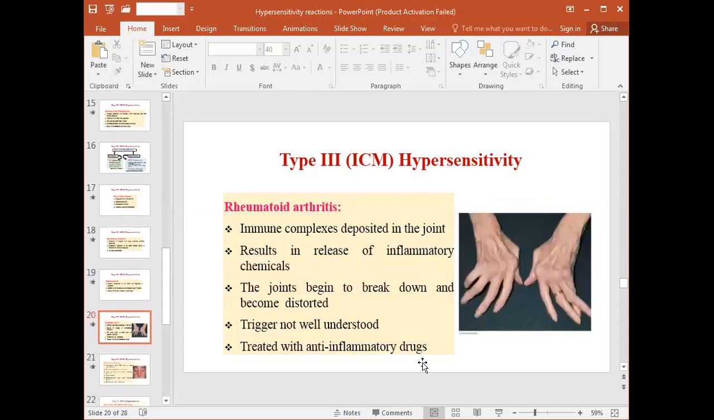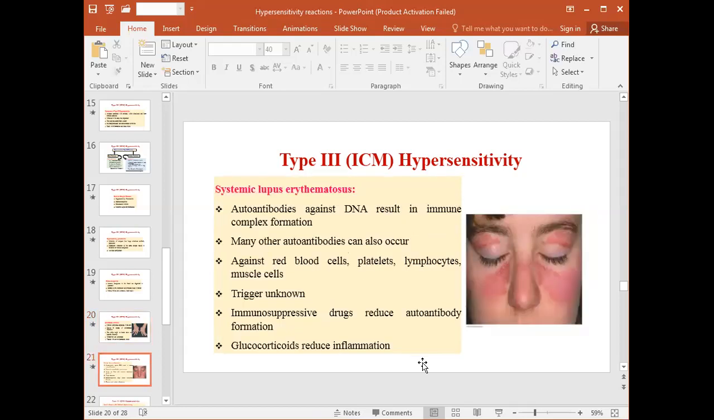Rheumatoid arthritis is another example of type 3 hypersensitivity reaction. Here the immune complex is deposited in the joint, and it results in release of inflammatory chemicals. The joint begins to break down, and it will deform itself. This particular type of disease has no specific treatment, so only anti-inflammatory drugs are used to relieve the pain.